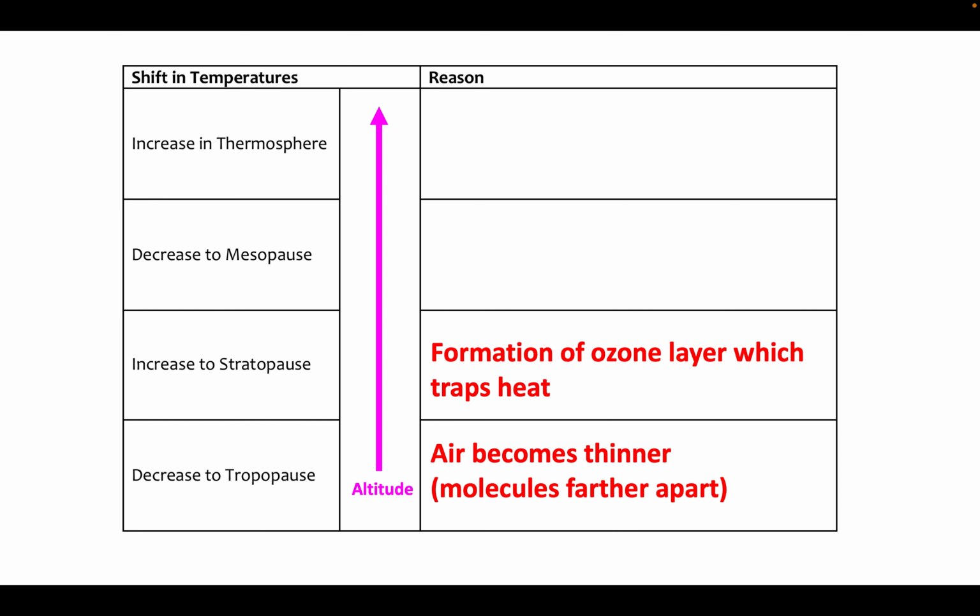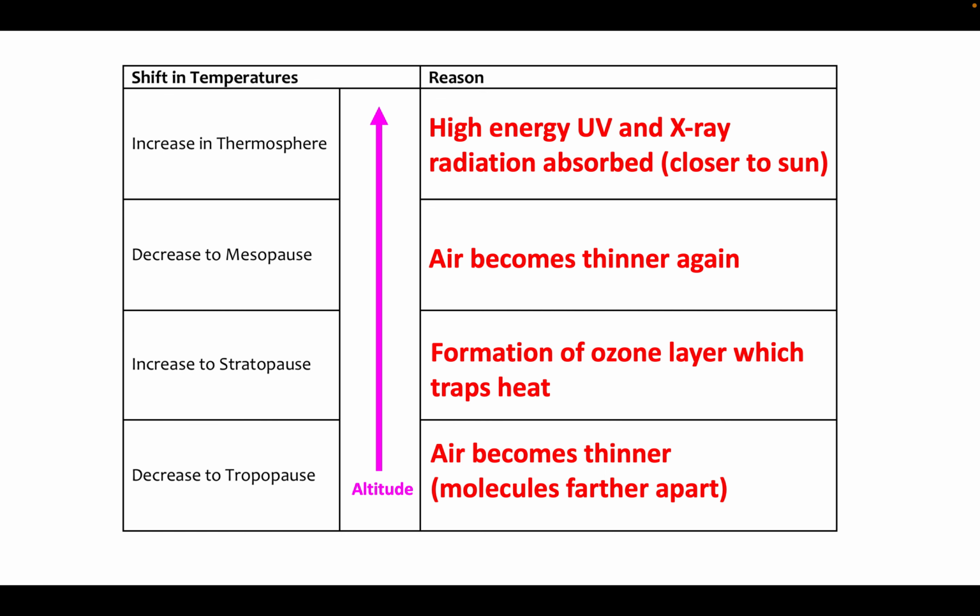As we cross into the mesosphere, that air gets colder as we go up, again, much because it's getting thinner, much like in the tropopause. And then lastly, in the thermosphere, it gets warm as we increase altitude, and that's because we're getting closer and closer to the sun, and there's less stuff in between us and the sun, and so you're getting exposed to higher levels of UV and X-ray radiation, which will increase the temperature.